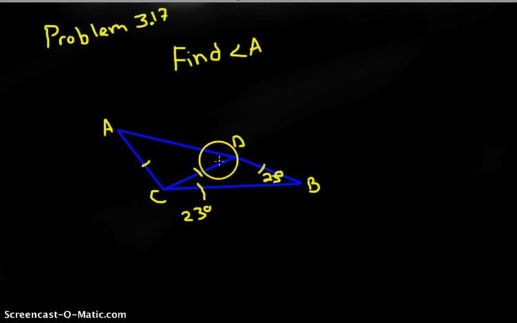And because this is an exterior angle, we can tell that this angle right here is equal to this plus this, so this angle is equal to 46 degrees. Now, because this triangle is also an isosceles triangle, because the legs are equal, this angle right here is equal to this angle right here. So angle A is equal to 46 degrees. Quite simple. And now I'm going to move on to 3.7.